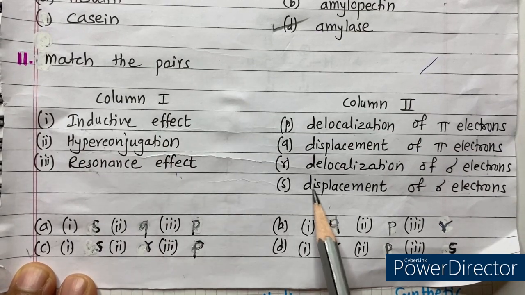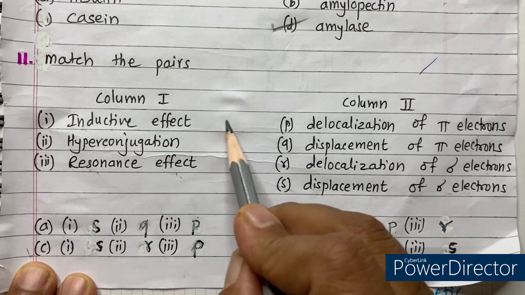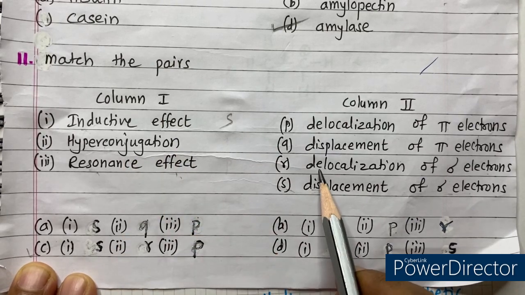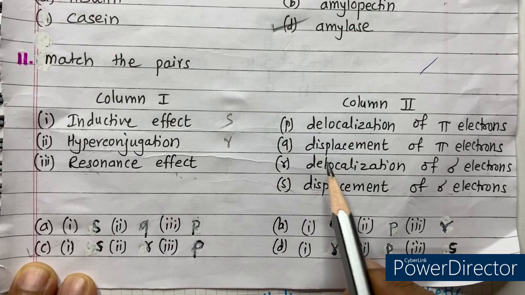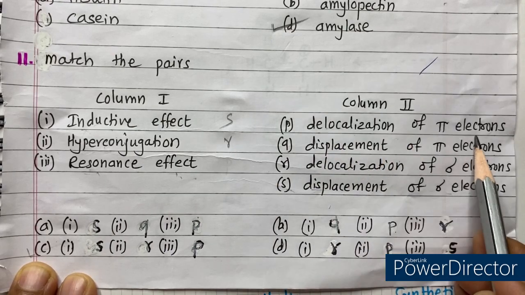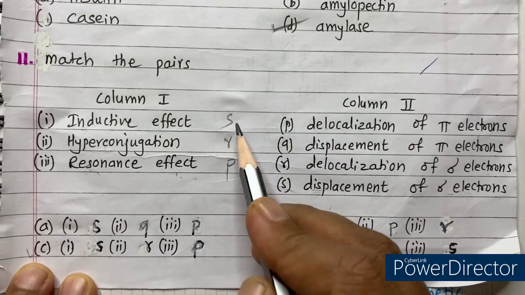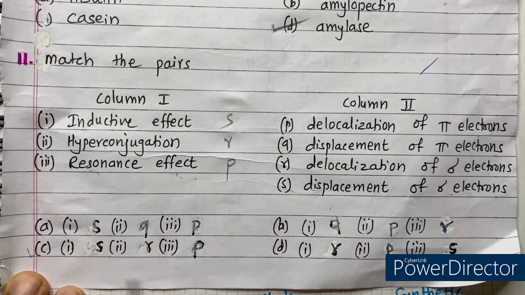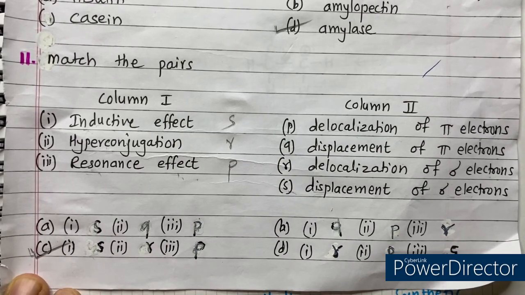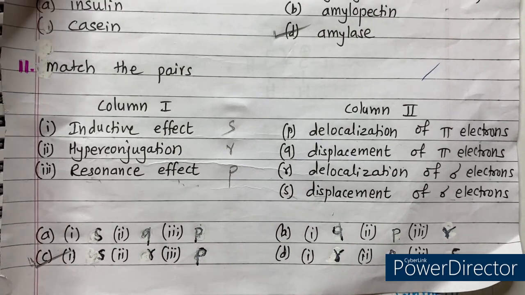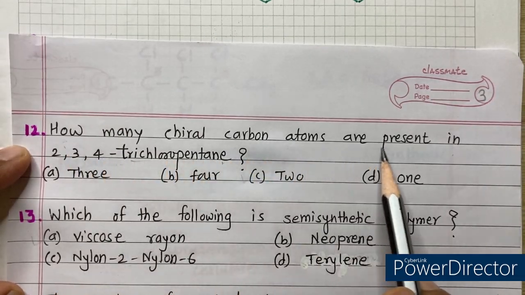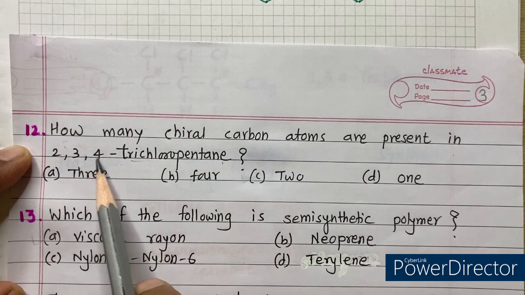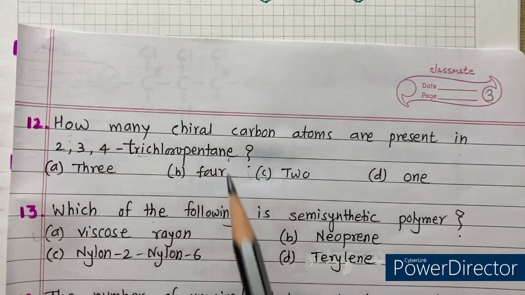Okay, therefore, see this here: inductive effect, displacement of sigma electrons, that is S. Hyperconjugation, delocalization of sigma electrons, that is R. Resonance effect, delocalization of pi electrons, that is P. SRP. Okay. Next question. How many chiral carbon atoms are present in 2,3,4-trichloropentane?